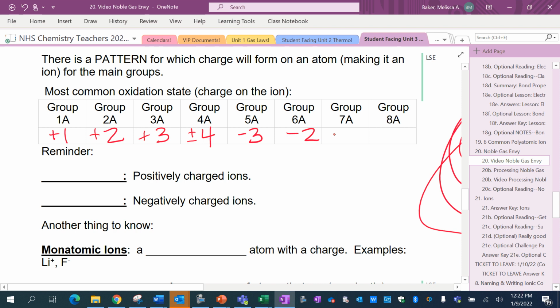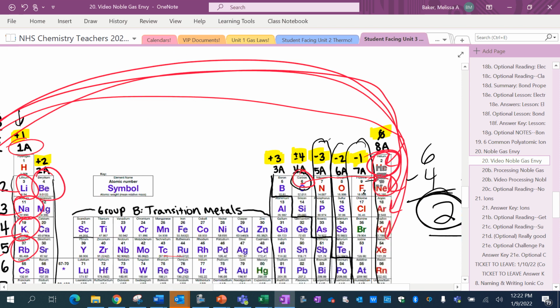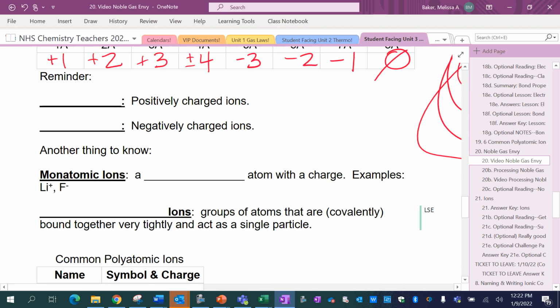6A, they like to gain 2. Group 7A, they like to gain 1. And group 8A is the noble gases, so they don't do anything. They just are perfect the way they are. So you can see all of these charges listed above.